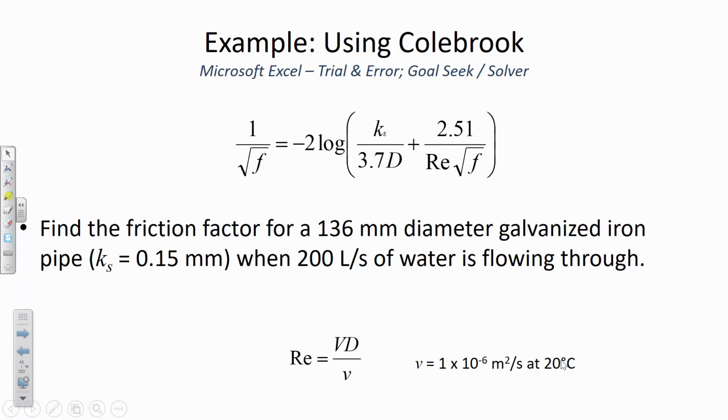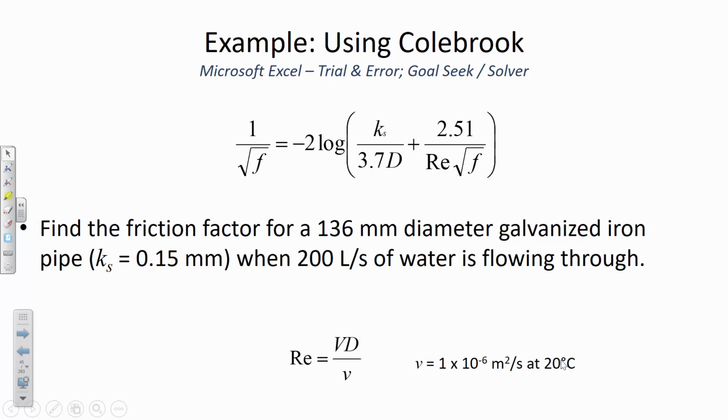And with the flow velocity, the kinematic viscosity and the pipe diameter, we can now calculate the Reynolds number. The Reynolds number is the velocity, 13.77 meters per second, multiplied by the pipe diameter, 0.136 meters, divided by 1 times 10 to the minus 6 meters squared per second. That Reynolds number is 1,872,413. So this is just the preliminary setup.